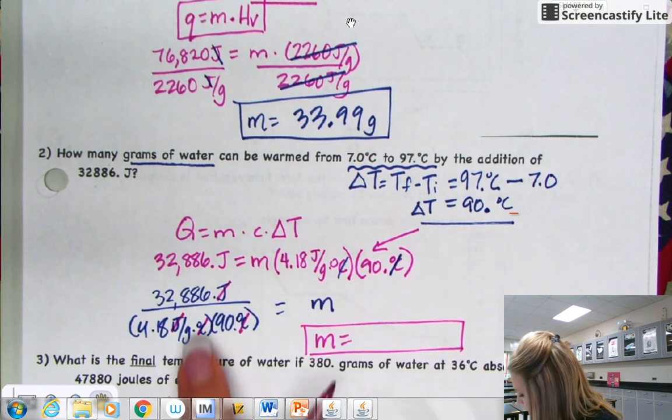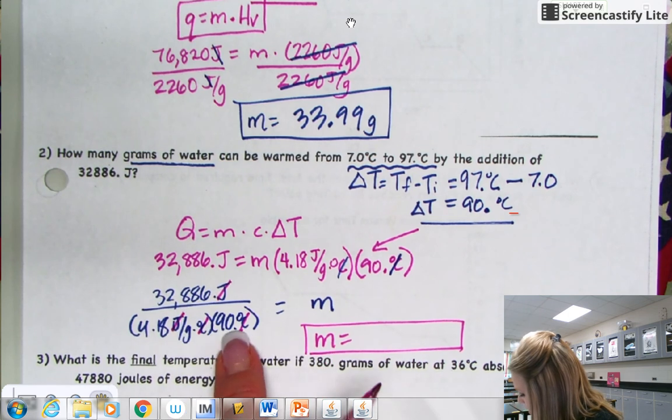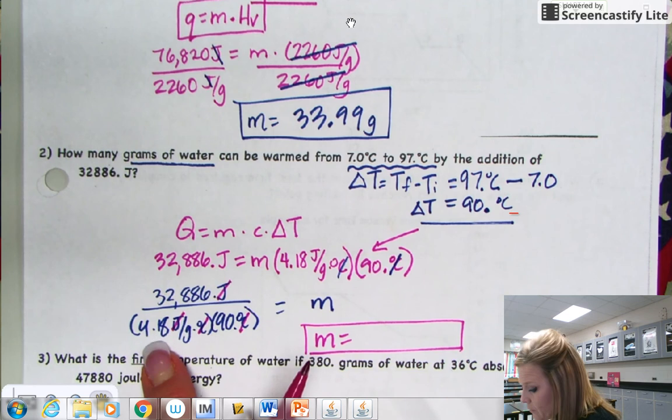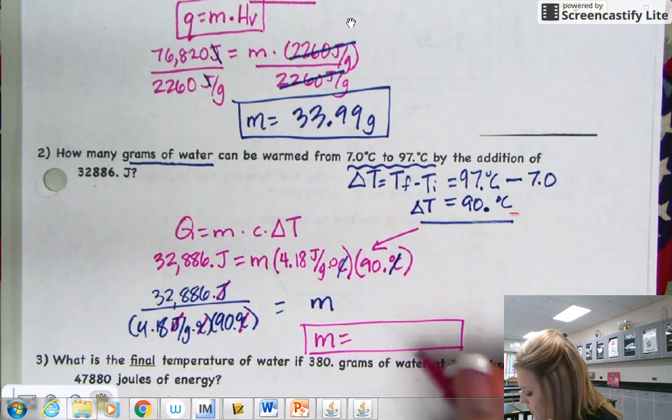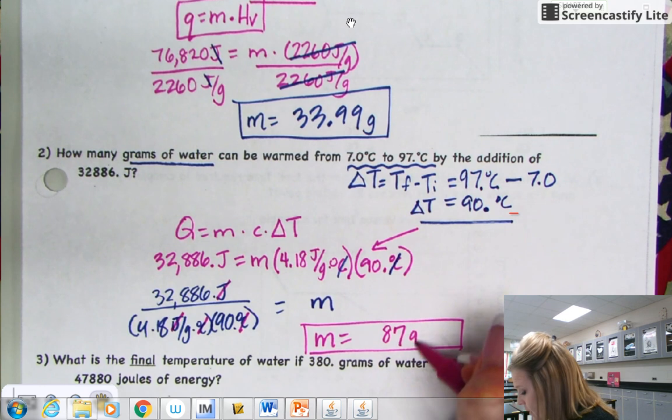And again, look at your sig figs. Our given had a total of 5 sig figs. This delta T has 2 sig figs, and our constant has unlimited sig figs. So we're going to round our answer to 2 sig figs. You should round this to 87 grams.